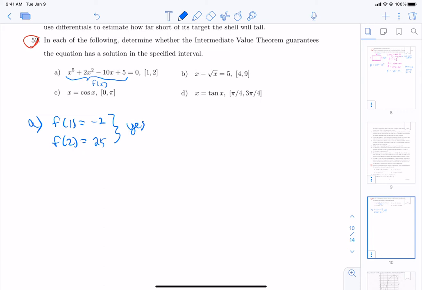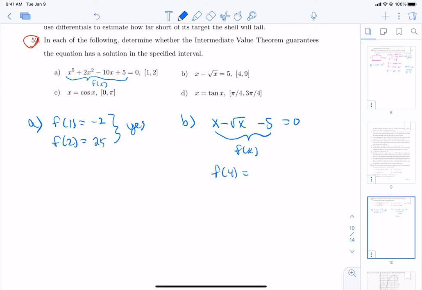Now the problem with B: are we equal to 0? No. So the first thing we want to do with B, let's move the 5. Let's call that f of x. Now is it continuous? Between 4 and 9, a square root is continuous, because it's continuous on the positives. So it's fine.